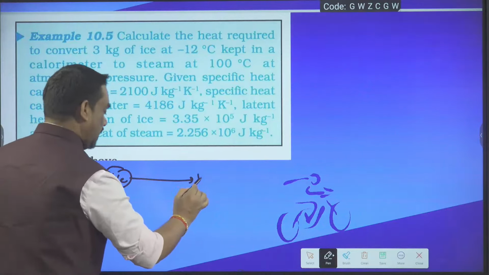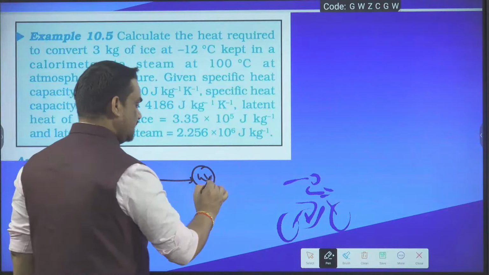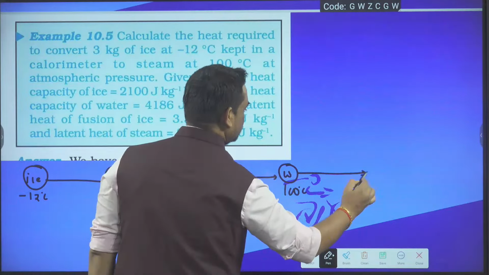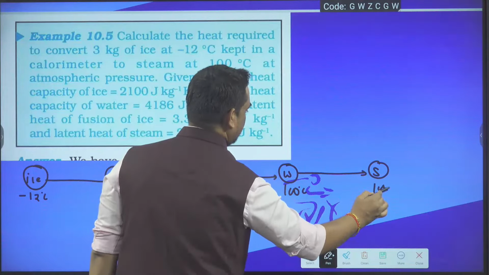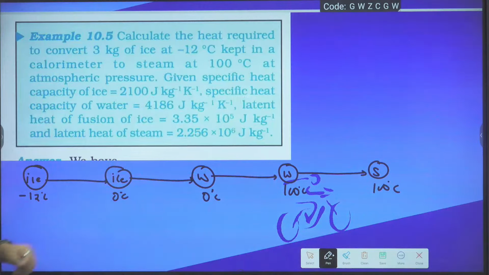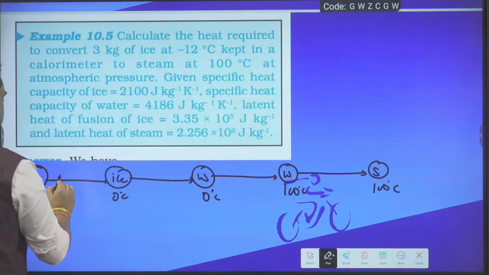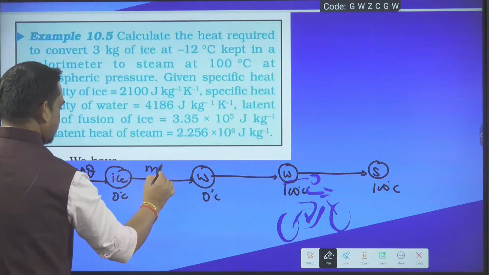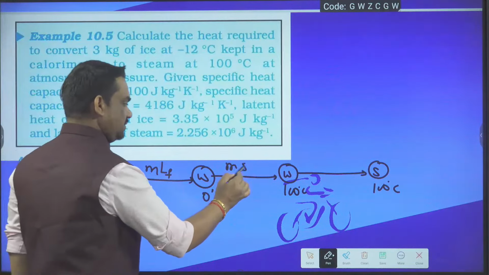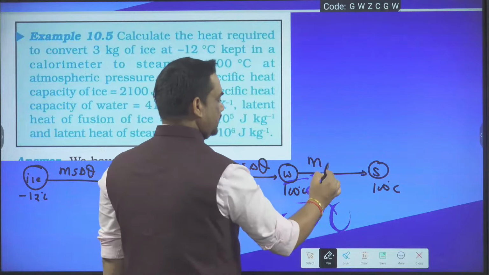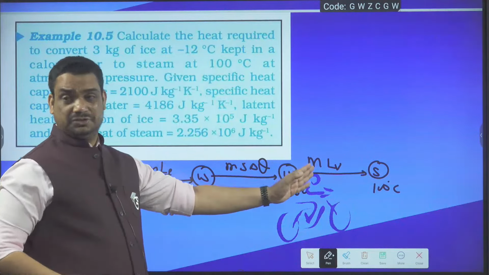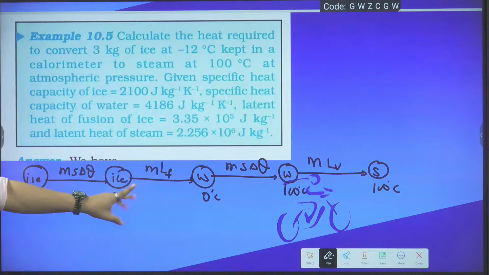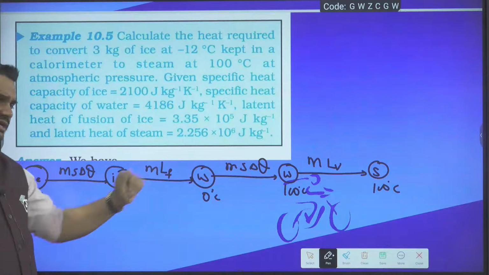Ice at 0 will go to water at 0. Water at 0 will go to water at 100. And water at 100 will go to steam at 100. Okay. Now, here we have to put the calculations. This is, first of all, ms delta theta. Here we can say this is the mLf. Here we can write again ms delta theta, and this one becomes the mLv, and put the values. Clear? These values are there, we have to put. Okay. In the notes, you will be having a lot of questions like this.